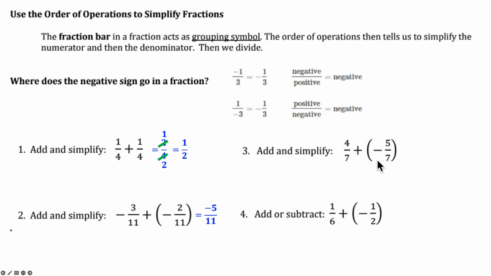Both denominators are the same. 4/7 minus 5/7. 5 is bigger, keep the sign. 5 minus 4 is 1, negative 1/7.